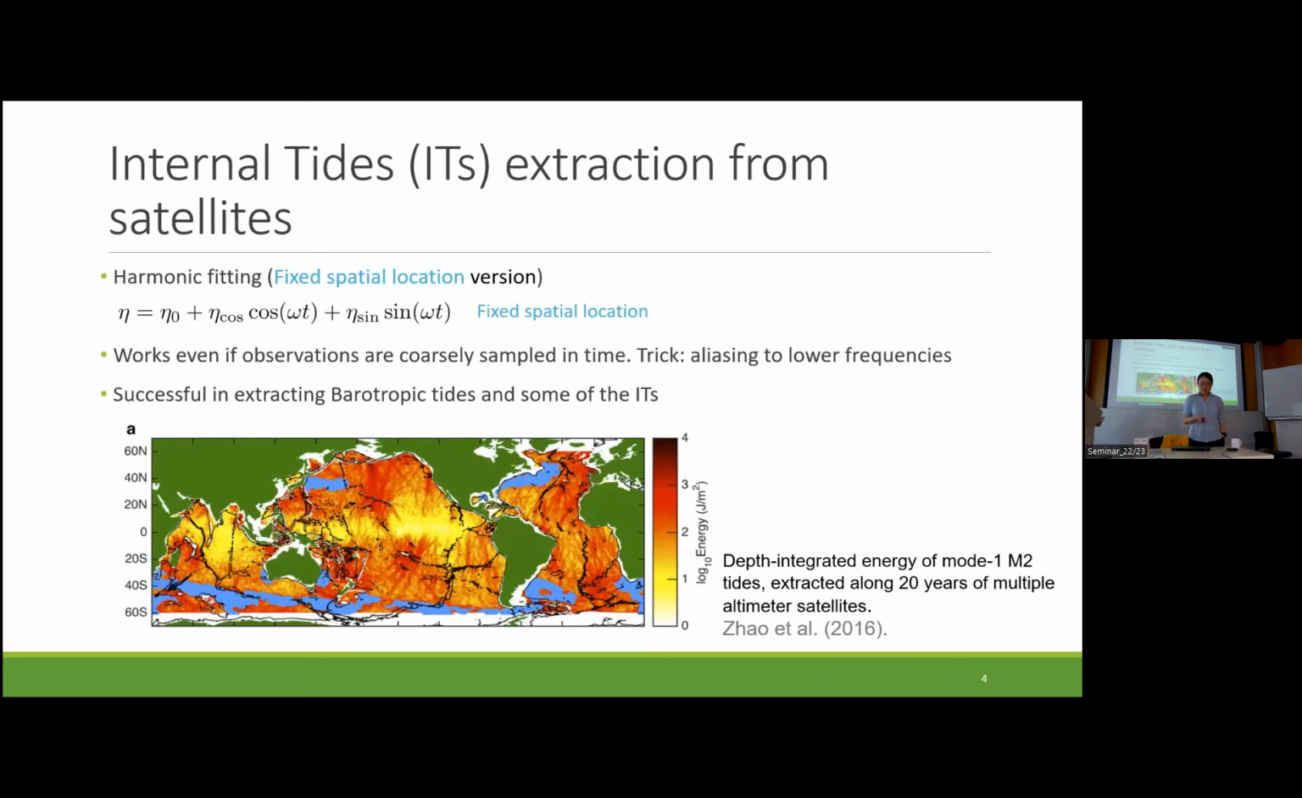And from this simple idea, people did manage to extract a lot of meaningful signals. Here is an example of a more complicated form of harmonic fit, but it's the same idea. That's analyzed over 20 years of multiple satellite observations, and it's averaged over all the depths. And this is the M2 tide they found, and it definitely doesn't look like noise. It's a signal, and people can infer important properties about ocean mixing, for example, from these tidal signals.